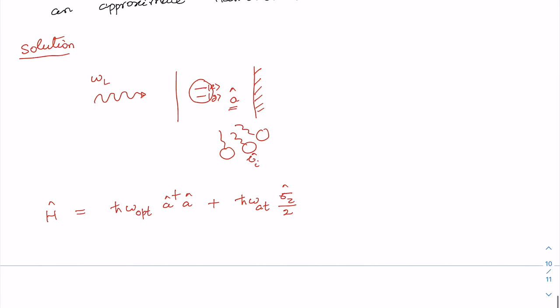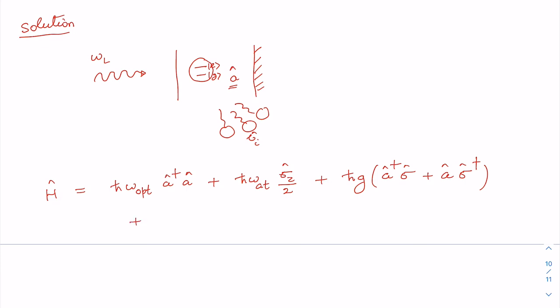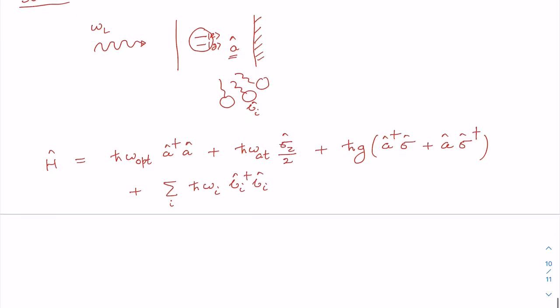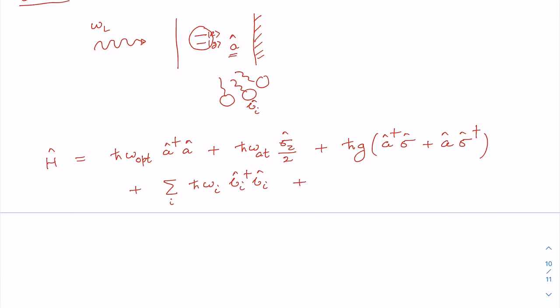This is the atom part of the Hamiltonian, and this atom-field interaction I can write down as, because you have already learned in the context of the Jaynes-Cummings model, h cross g, that is the interaction strength between the atom and the mode, times a dagger sigma, where sigma is the atomic lowering operator, plus a sigma dagger, where sigma dagger is the atomic raising operator. So this is what we have for the atom-field interaction. Then the bath is also a collection of harmonic oscillators that I can write as h cross omega i b i dagger b i.